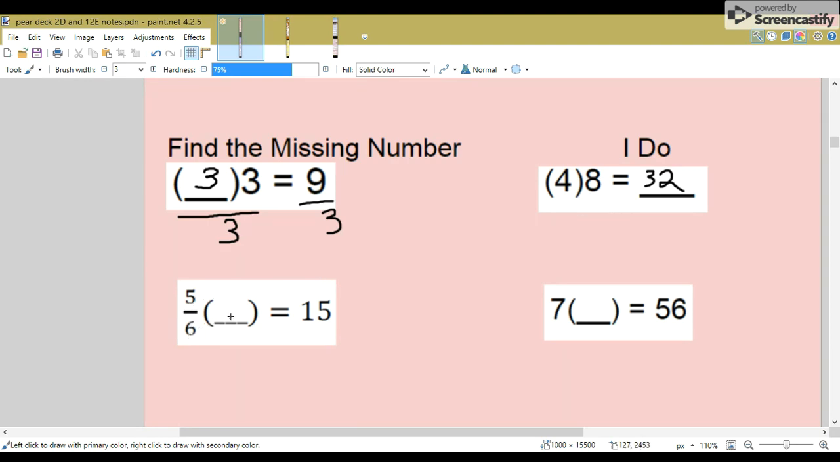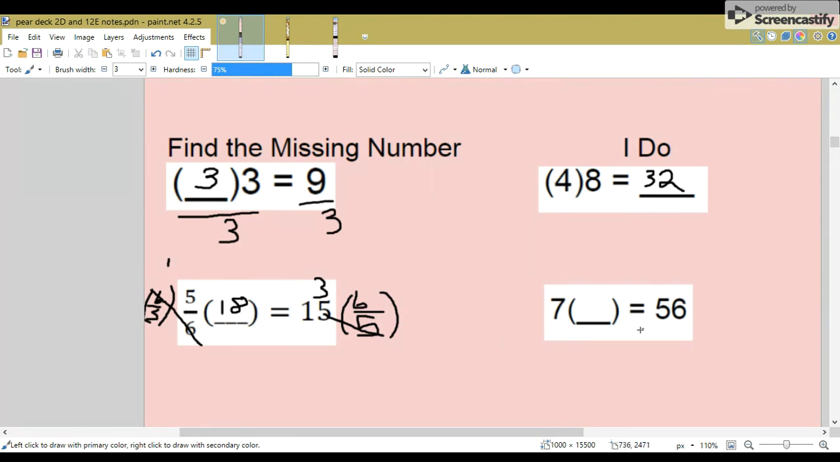5 over 6 times something equals 15. When you want to get rid of a fraction, you flip and multiply. So we have 6 over 5. The number times its reciprocal is 1. 15 divided by 5 is 3. And 3 times 6 is 18. So your missing number is 18.